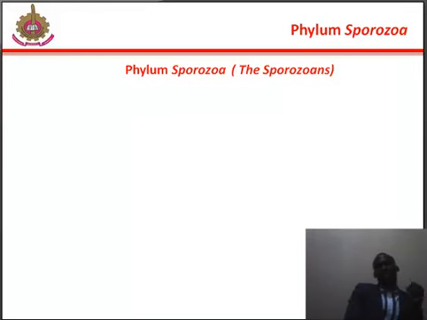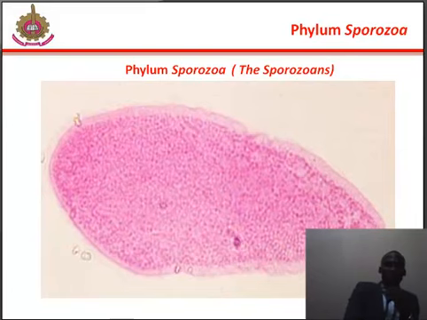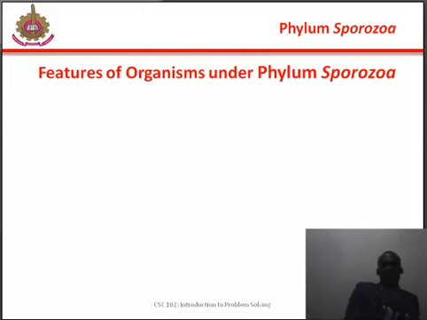The next phylum under phylum Protozoan is called phylum Sporozoa. Sporozoans are organisms that form spores, hence their name, sporozoans. This is an example of a sporozoan. Features of organisms under phylum Sporozoa. All members of this phylum are non-motile since they lack locomotory structures.